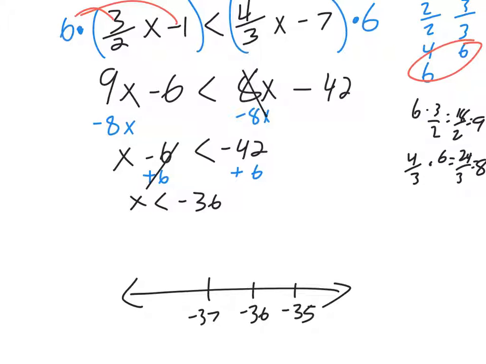So I'll set my number line. Find my point, negative 36. It is an open dot because it's just less than, and it's going to go to the left.